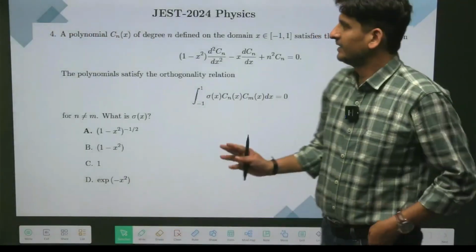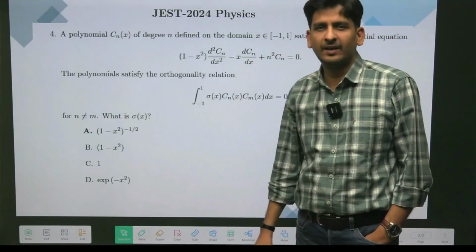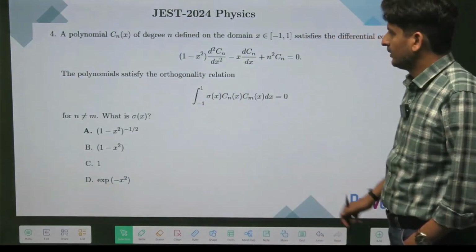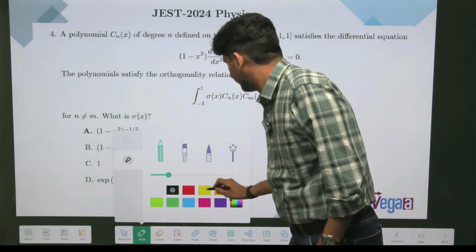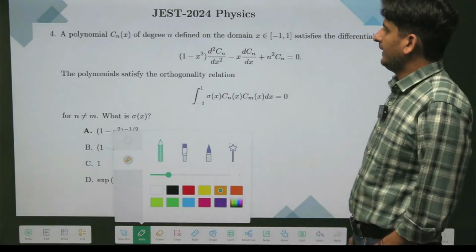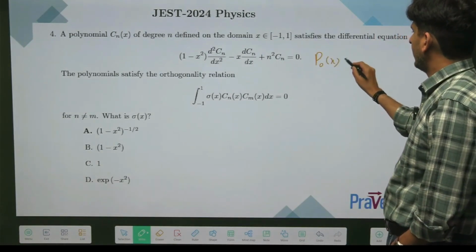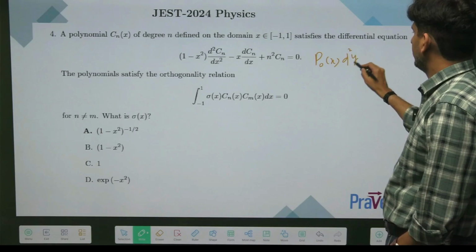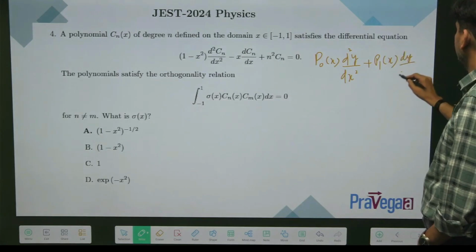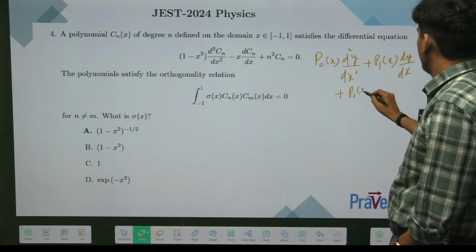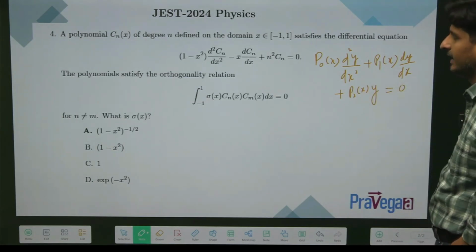Hello students, so this is a question from JEST 2024 and it is based on a second order differential equation, and you can clearly see that these coefficients are not constant. So this is a variable, and such equations in general are written as P0(x) d2y/dx2 + P1(x) dy/dx + P2(x) y = 0. So the equation is something like this in general.